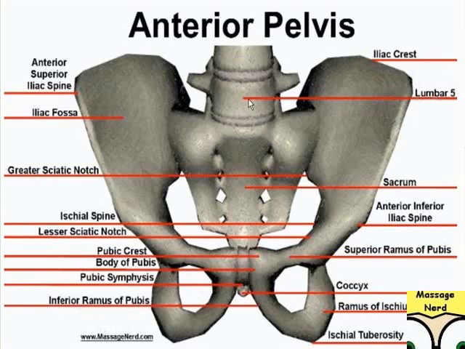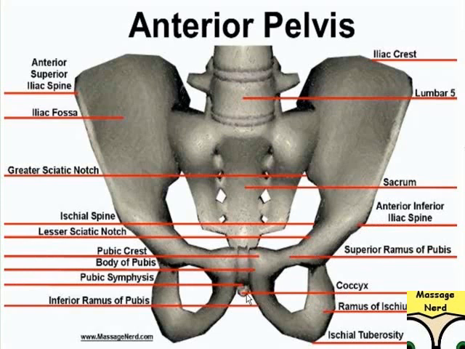Lumbar 5 vertebrae. Sacrum, all this area here. Anterior inferior iliac spine. AIIS, so right here. So you remember, anterior superior iliac spine is up here, but anterior inferior iliac spine is right here. Then superior ramus of pubis, so right here. Remember, inferior ramus of pubis is right here.